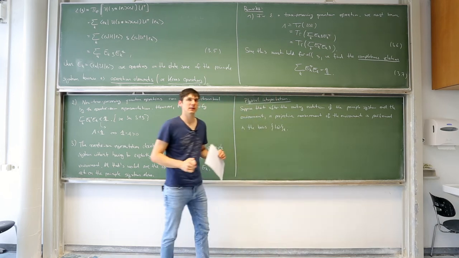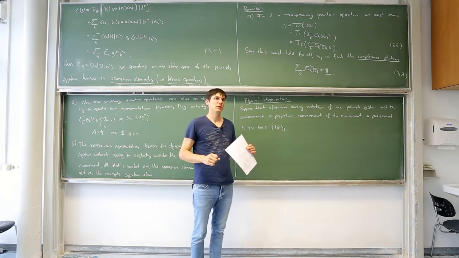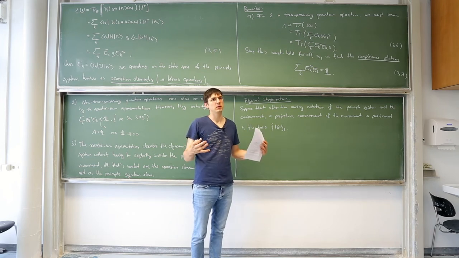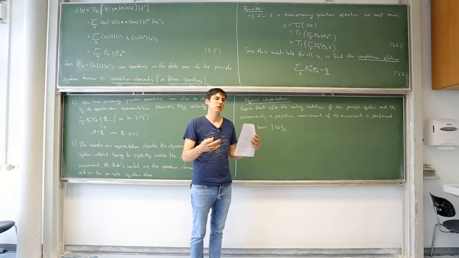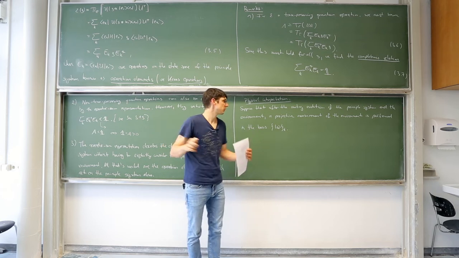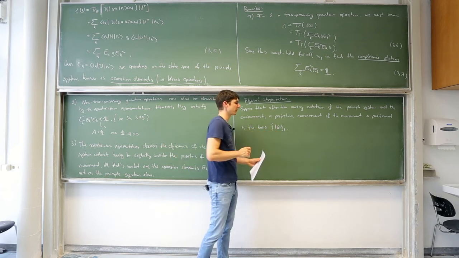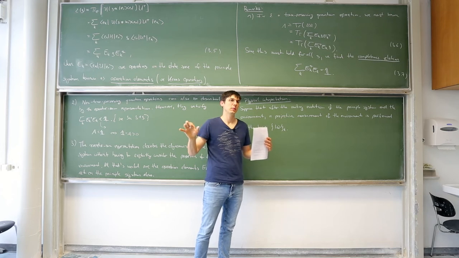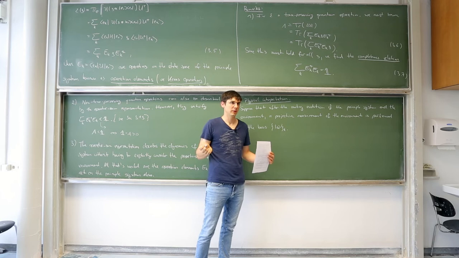So, say it again. We suppose we have a principal system and the environment, and they can interact and evolve unitarily together, right? And now we suppose that there is a projective measurement performed on the environment, with projectors given by the basis states of an orthonormal basis. And what we now calculate is the post-measurement state of our principal system, if we do so.